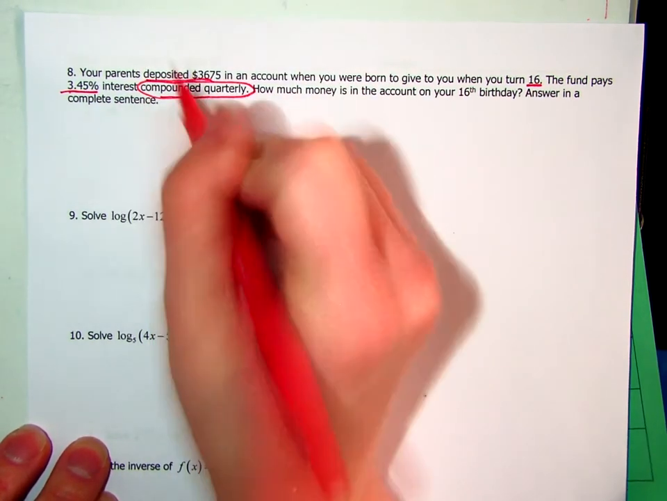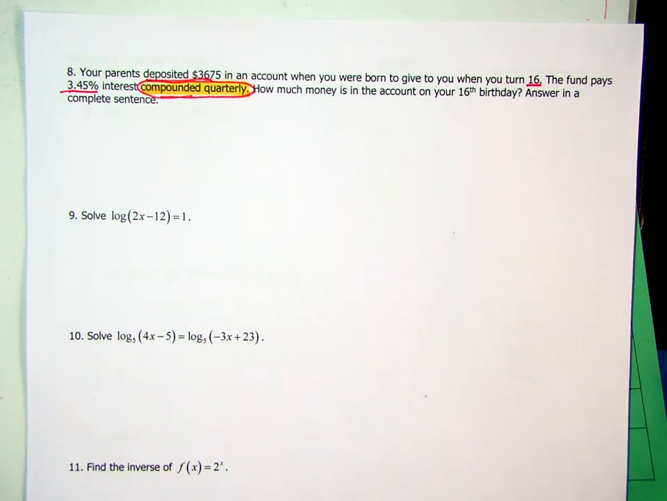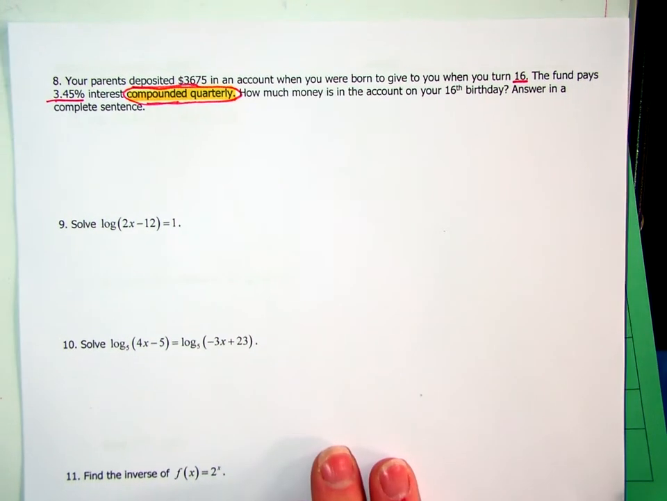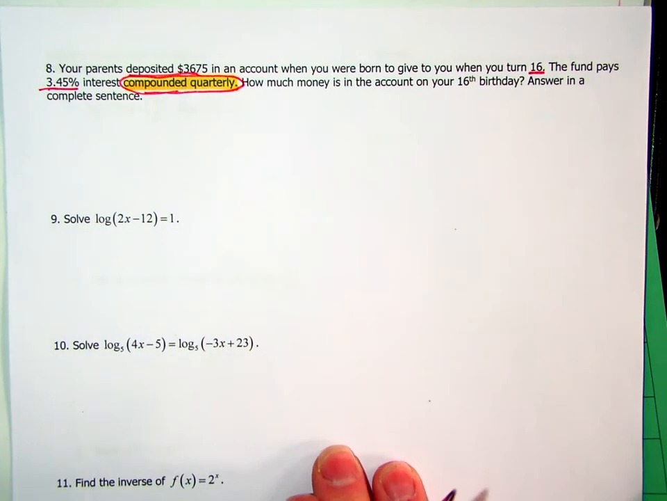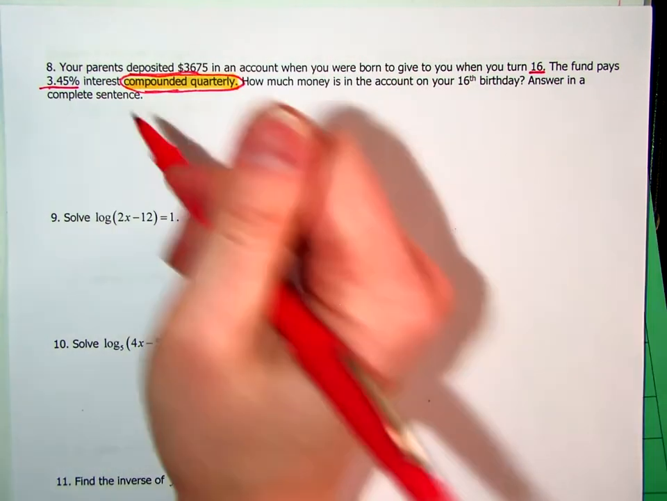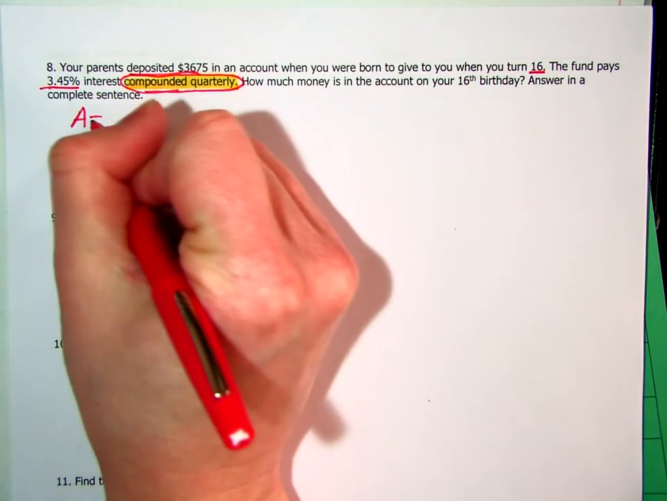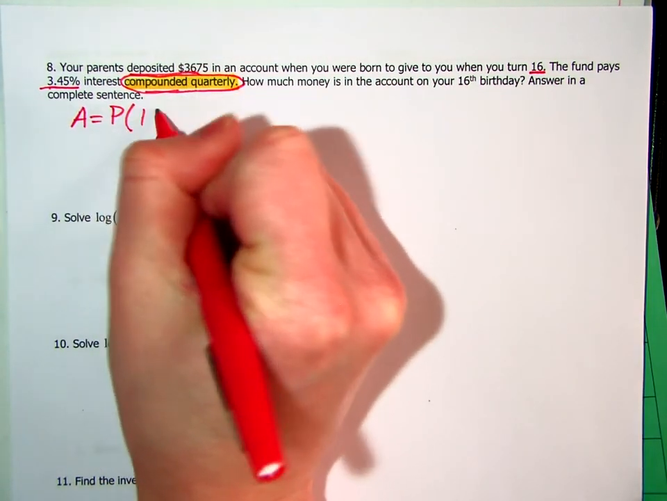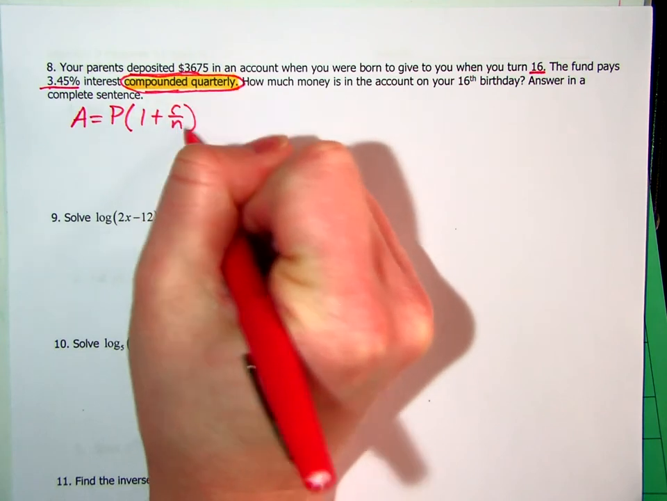So this is the big deal, right? How is it compounded? That tells you what type of formula you're going to use. Since it's quarterly, we're going to have to use that longer formula as opposed to the short one for exponential. So this one is A equals P times 1 plus r over n to the nt.